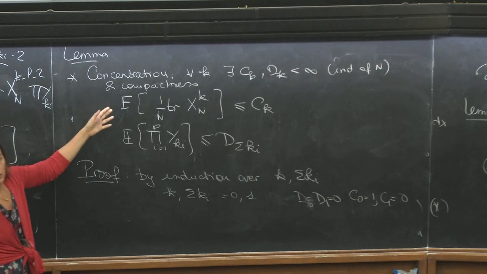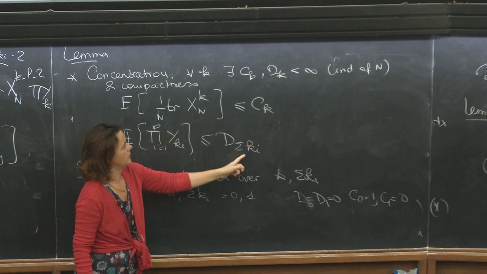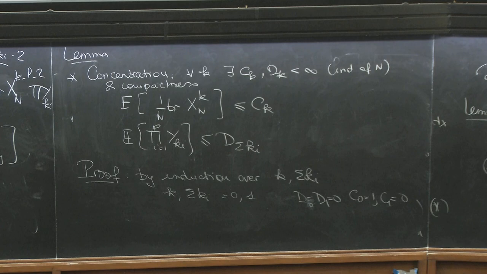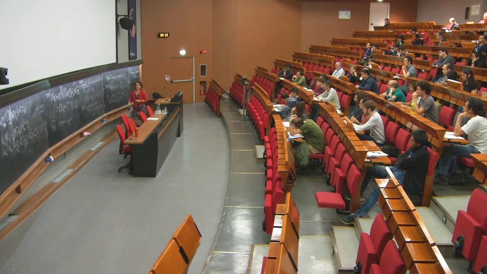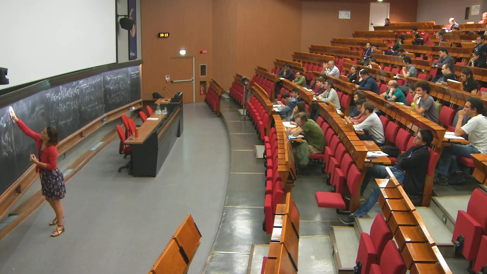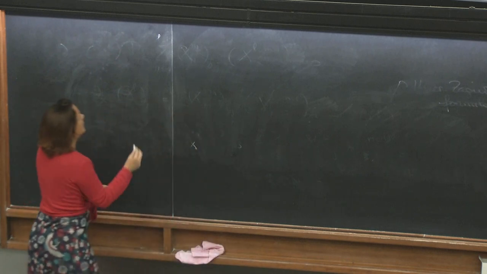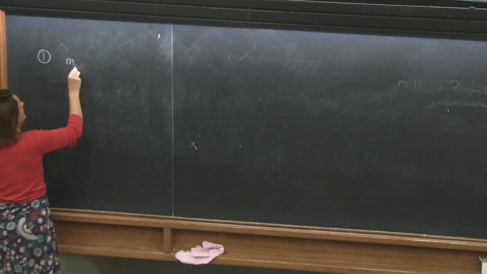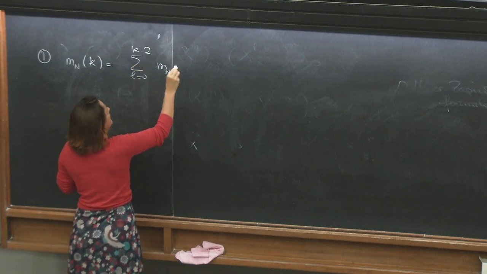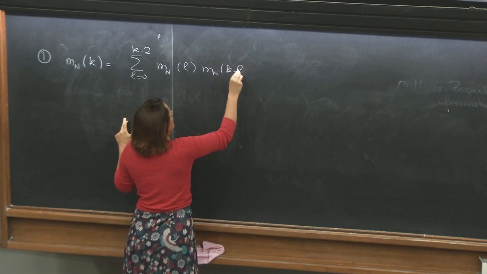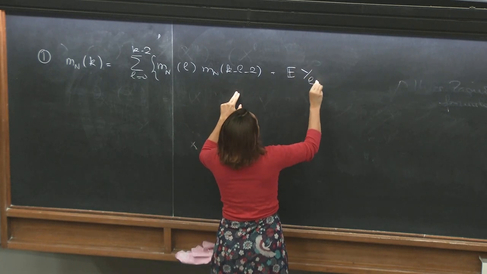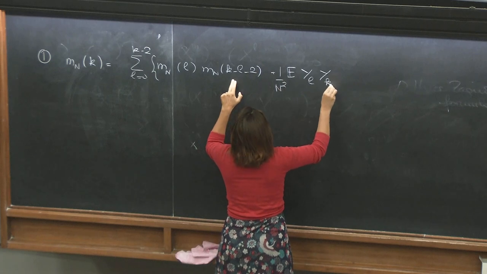Okay, and then you assume you have shown this bound for k on the sum of k_i smaller than k, and you put it back in your equations. So you can recenter it, and what you get is a covariance. Maybe I can show that. You get from 1 that m_n(k) is the sum from l equals 0 to k minus 2 of m_n(l) m_n(k minus l minus 2), plus the expectation of y_l y_(k minus l minus 2).